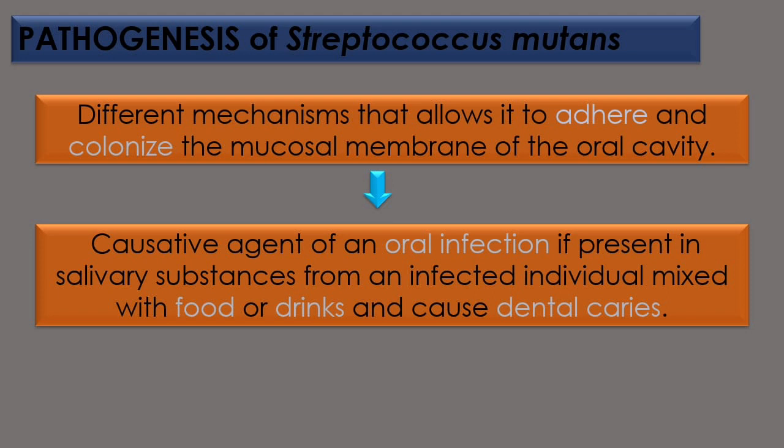Pathogenicity of Streptococcus mutans. Streptococcus mutans are cariogenic organisms residing in the human mouth and occasionally causing dental caries. Because it is a commensal, it has different mechanisms that allow it to adhere to and colonize the mucosal membrane of the oral cavity. Streptococcus mutans and other cariogenic streptococci such as Streptococcus sanguinis could potentially be the causative agent of an oral infection if present in the salivary substance from an infected individual mixed with food or drinks.